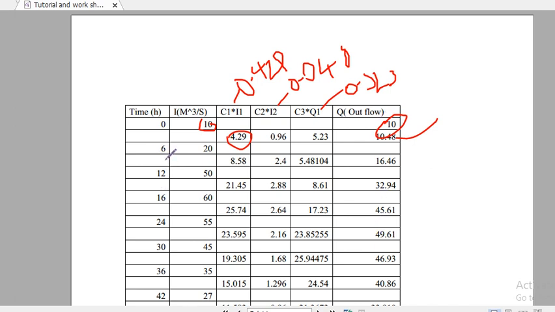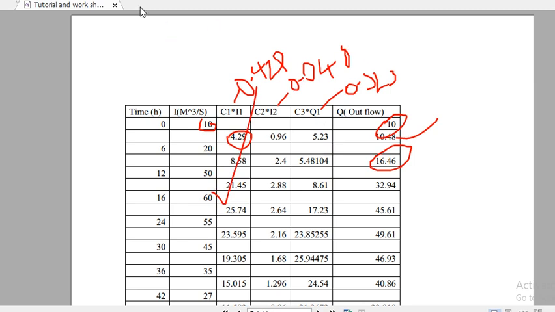And when you come to time interval 6, and when you come to the next time interval, 20 and 50, then the first I1 is equal to 20 over 50, then 8.58. There is the sum up. By summing up this value, you can get this value. That means 20 times this value, and 50 times this value.